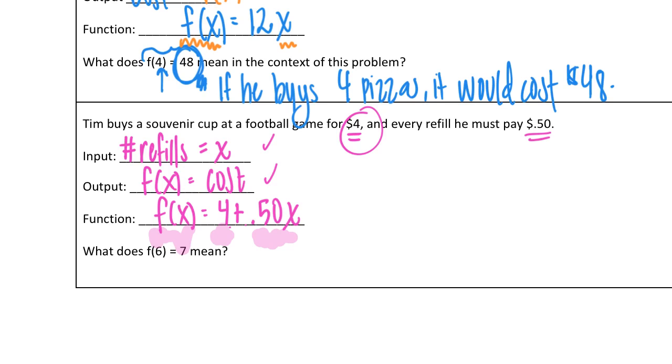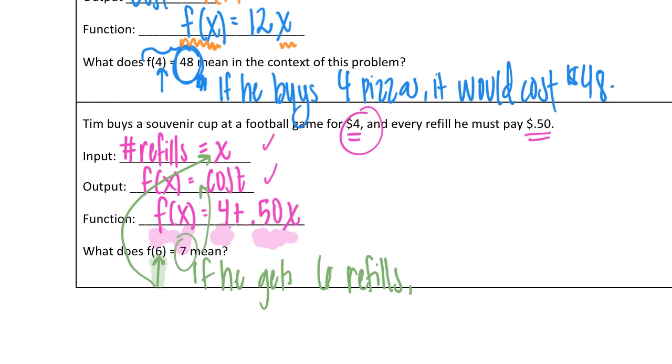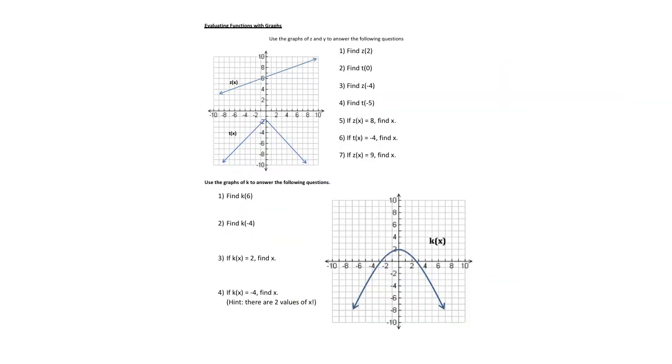So down beneath there, if we wanted to decide what f of 6 equals 7 means in context of this problem, look first at what's in the x spot. We see a 6. So think to yourself, what does that x represent? The number of refills. So if he gets 6 refills, what does this 7 mean? Well, it's on the other side of the equal sign. It's our f of x value. It's the cost. So it will cost him $7. The last thing we're going to look at is evaluating functions from a graph.